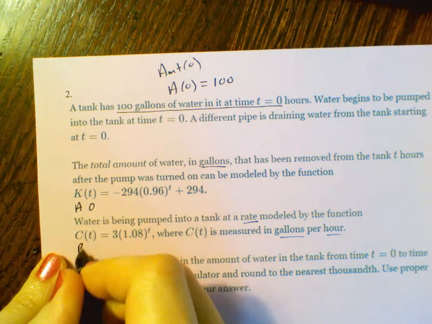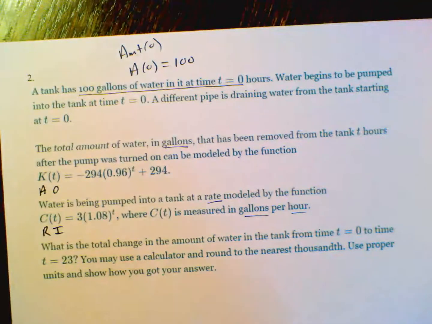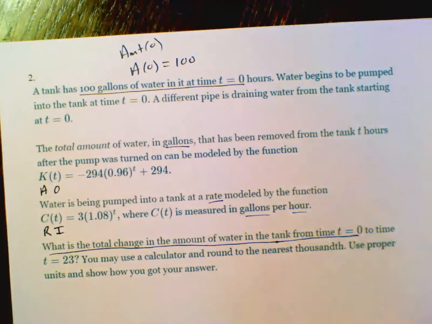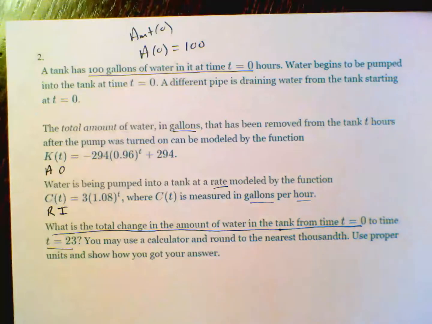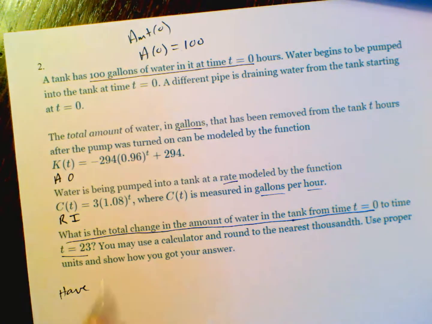So this is the rate in. Okay, so what is the total change in the amount of water in the tank from T equals 0 to T equals 23? All right, so let me lay out what I've got. Remember, the ins come first, so it goes initial, ins, outs. So what I have is A of 0, the rate in, and the amount that's going out. Basically, same situation as before.